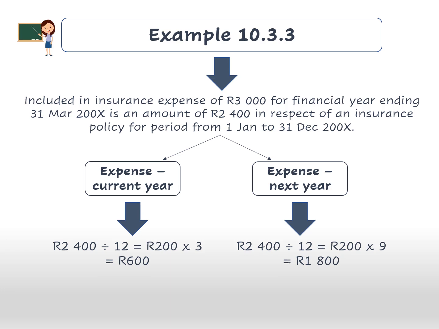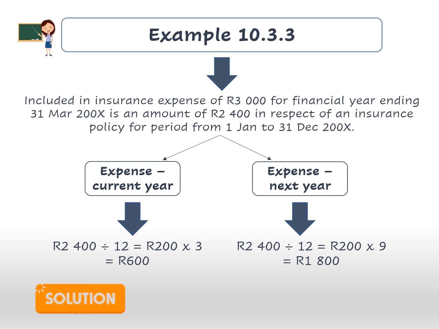And then if you have a look at the difference between 3,000 Rand and 2,400 Rand at 600 Rand, that 600 Rand is also the current year's insurance expense. But this specific example only looks at the 2,400 Rand amount. So of that, 600 Rand belongs to the current year, 1,800 Rand does not belong to the current year. It must be taken out of that insurance expense and put away to be kept for next year.